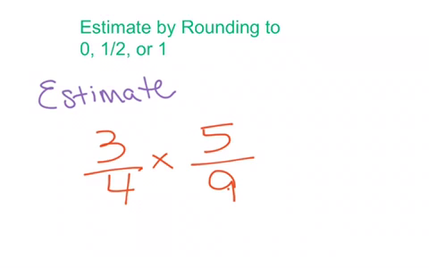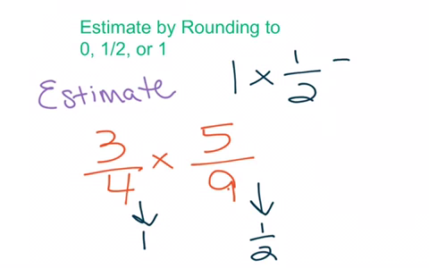So 3/4. If you have 3/4 of something, you're much closer to 1 than you are to 1/2 or to 0 of it. Okay? So 3/4 is going to round to 1. 5/9: 5 is half of 10, right? Well, 5 out of 9 is basically half of it. So 5 out of 9 is going to be 1/2. Okay? So now we have 1 times 1/2, which is going to give us 1/2.